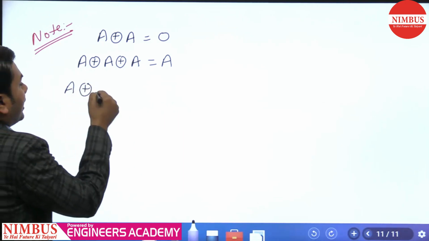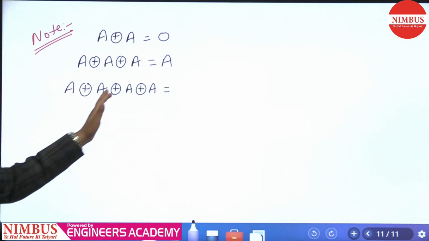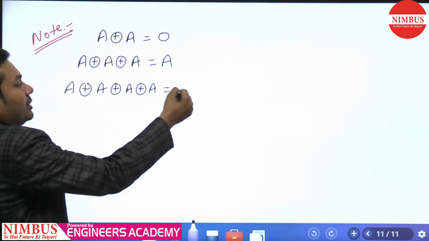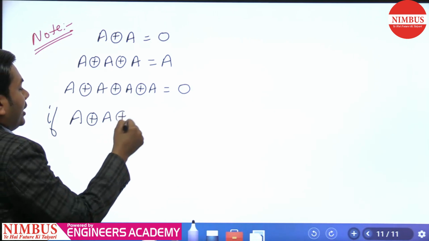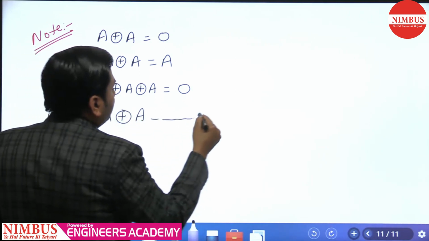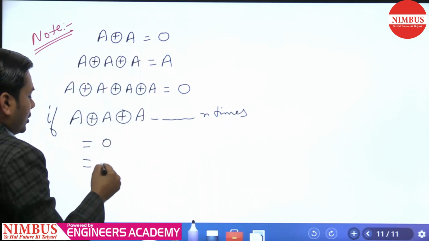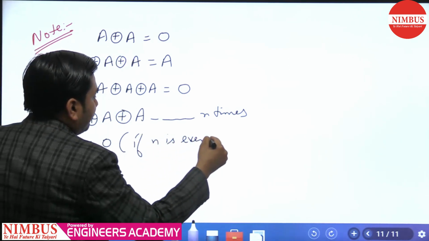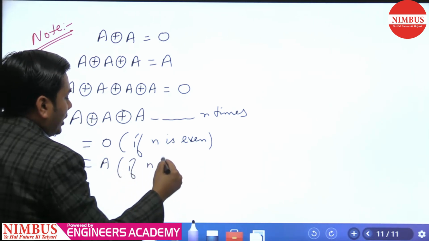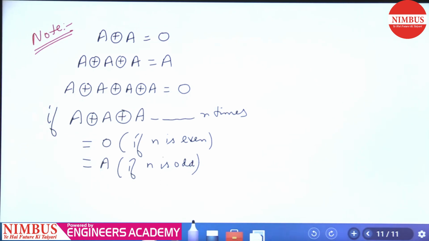If we are having A XOR A, then the answer will be 0. That means if we are having A XOR A up to n times, it is equal to 0 if n is even, and equal to A if n is odd.